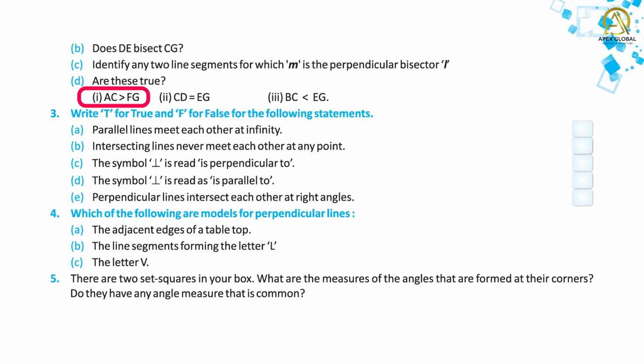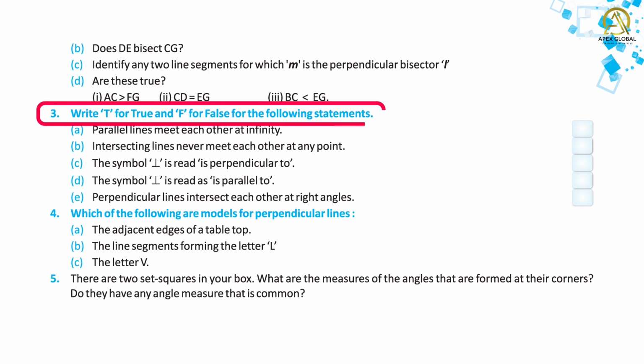D. Are these true? First, AC is greater than FG. Solution. Yes. Second, CD is equal to EG. Solution. No. Third, BC is less than EG. Solution. Yes. Question 3. Write T for true and F for false for the following statements.